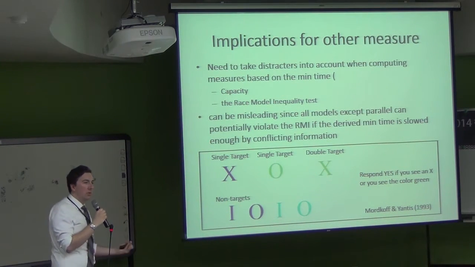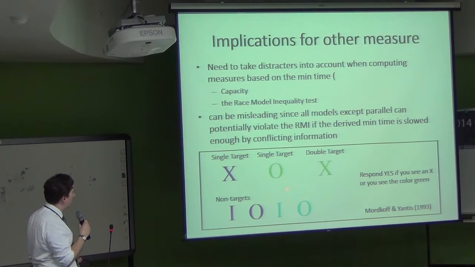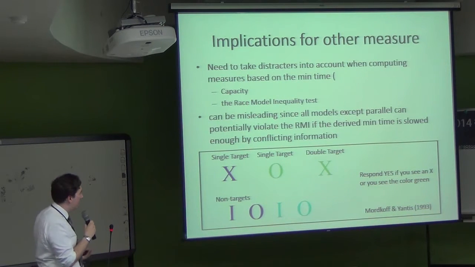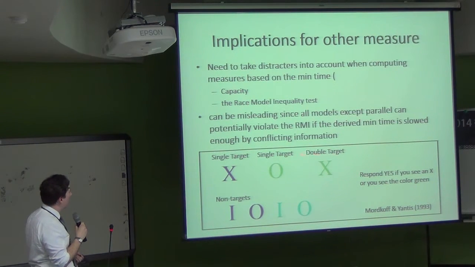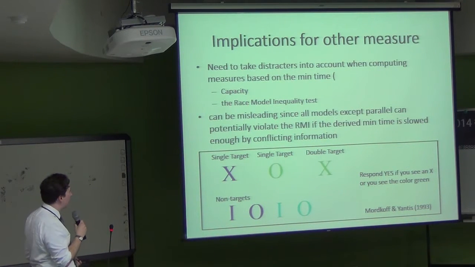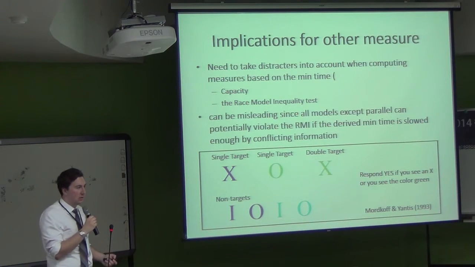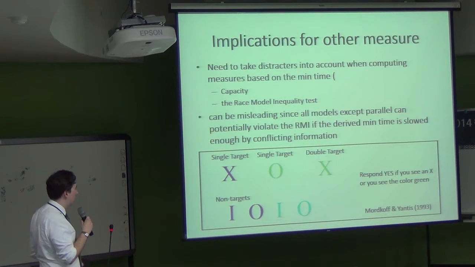So if you want to compute the race model inequality, you need to take into account the idea that whenever you've got this conflicting information, that derived minimum time can actually slow down. So any of those models, depending on the rate of processing of that distracting information, might be able to violate the race model inequality. And I think Jim used similar ideas to show that a serial exhaustive model could in fact violate the race model inequality.